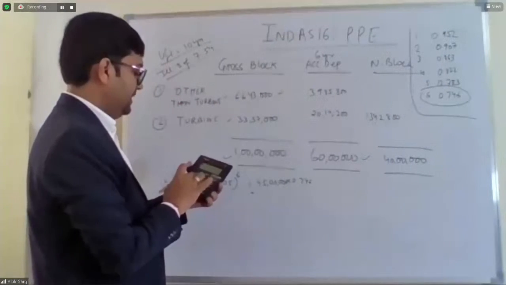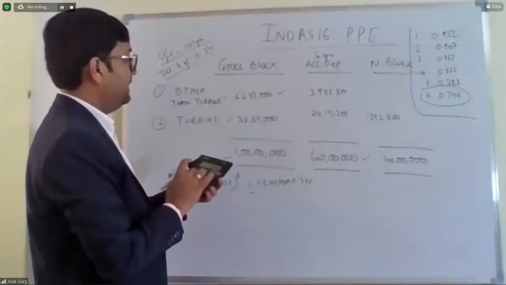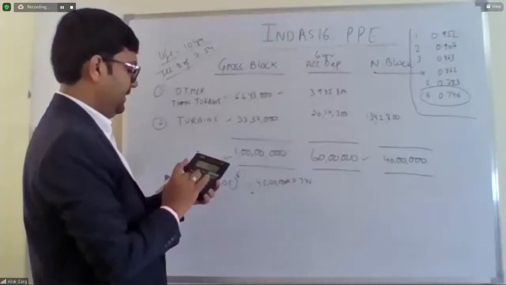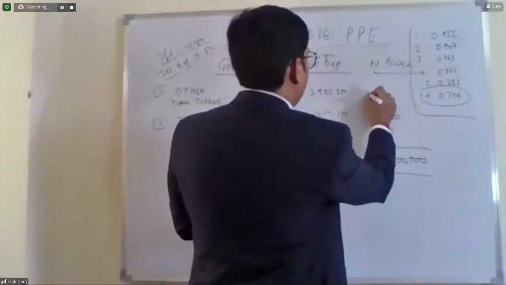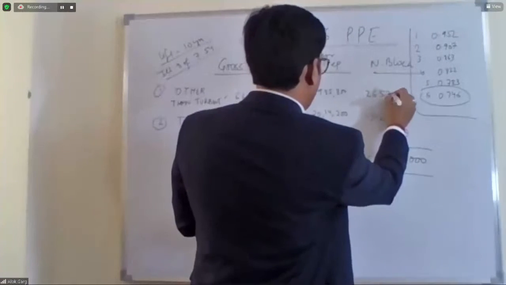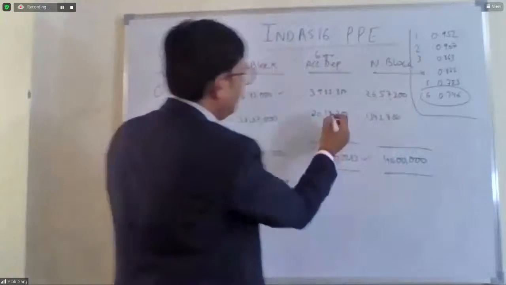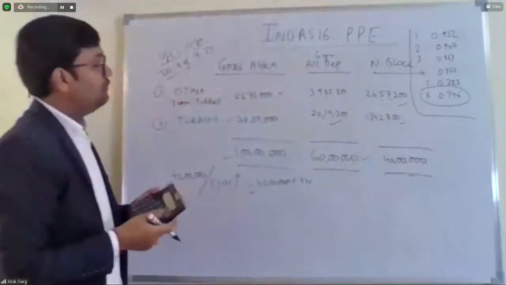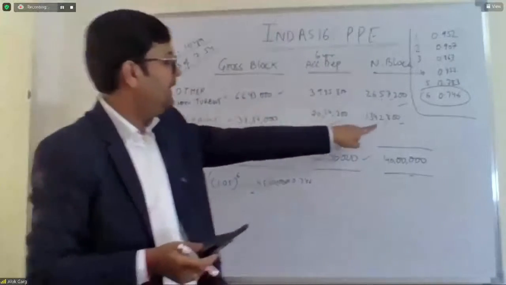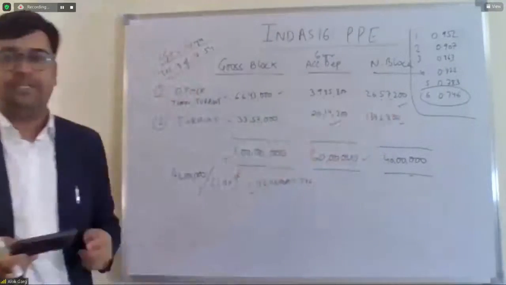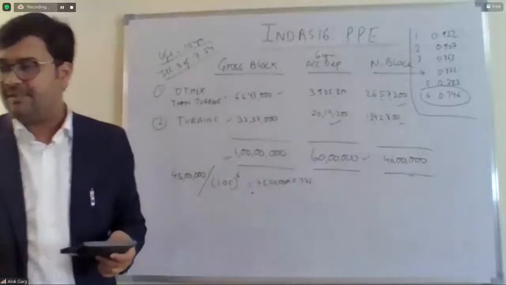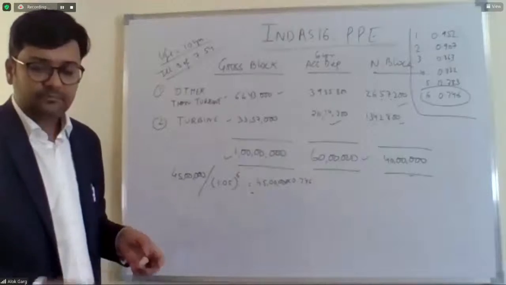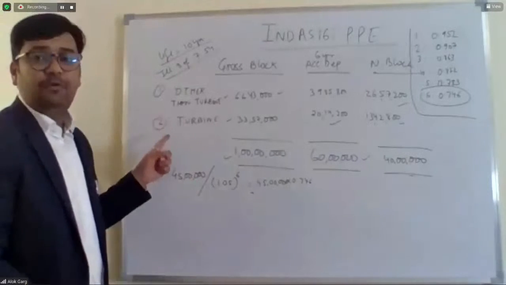And what is the net block of other than turbine? The net block of machinery is 6643 minus 39 lakh 85,800, so it is 26 lakh 57,200. This total is 40 lakh. So what is the net block of turbine available to the company? 13,42,800. What will be the accounting entry?